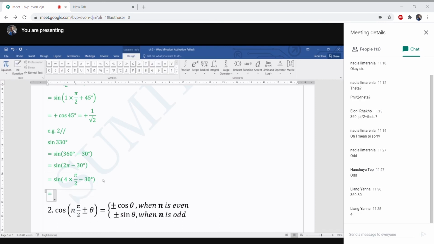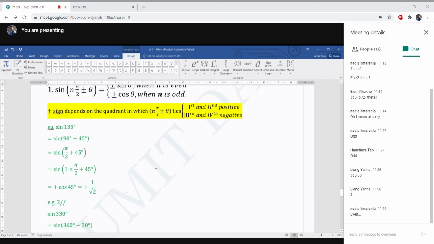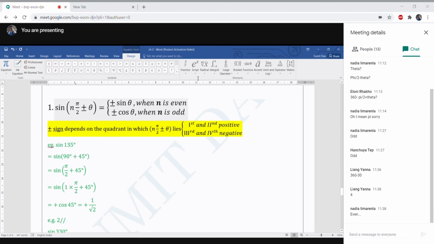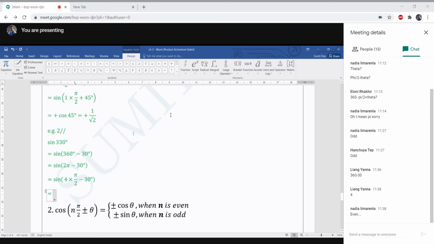What is the value of n here? Fast. Odd or even? Yeah, even. So if it is even, what will be our formula? We learned if n is even, it will be sine theta. Plus minus, later I am discussing. So it will be sine theta. Theta means what? 30 degree.